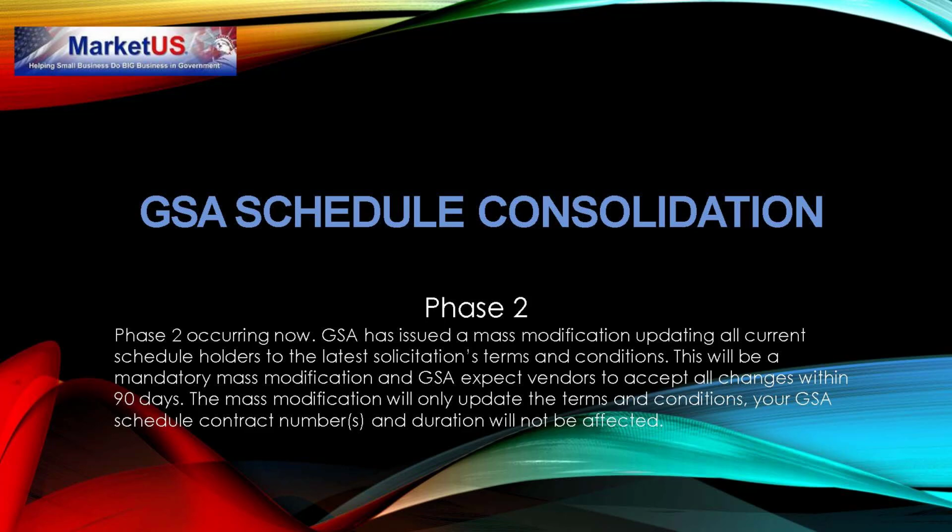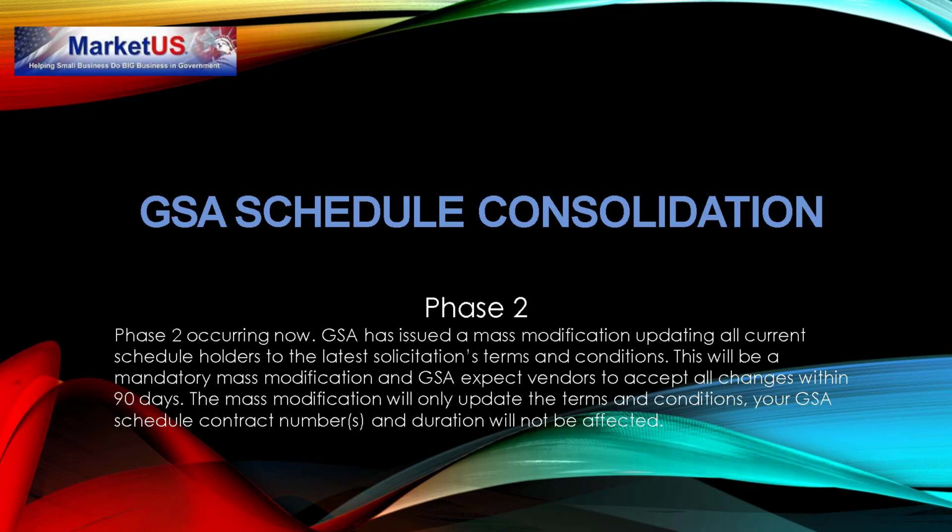GSA has issued the mass mod, and we're going to actually look at screenshots of one of them today. This is a mandatory mod, and GSA expects everybody within 90 days to accept this. Now, I have some clients that still have mass mods from previous months that still haven't been accepted. So that's going to create a problem moving forward. That's the good news. Or the bad news, I should say.